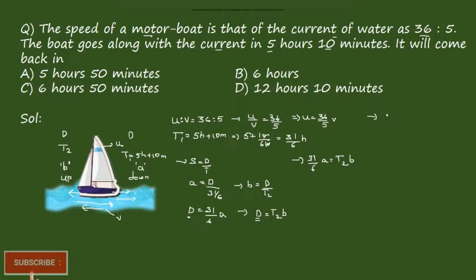The general thing that we know is that A is equal to U plus V. A is the speed of downstream, U is the speed of the boat, V is the speed of the stream. Then the speed of upstream is equal to U minus V. We know that U is 36/5 V. When I substitute it, we get 36/5 V plus V, which is equal to 41/5 V. Then 36/5 V minus V is equal to 31/5 V.